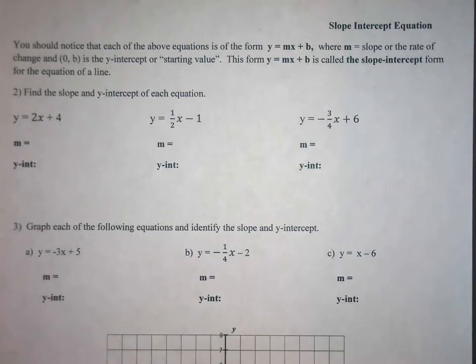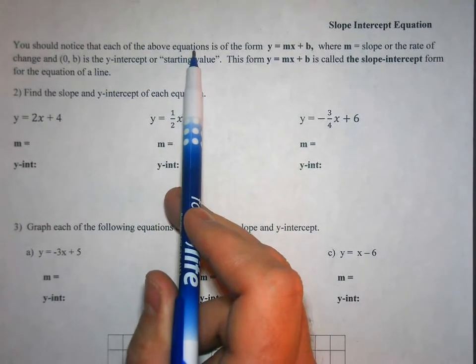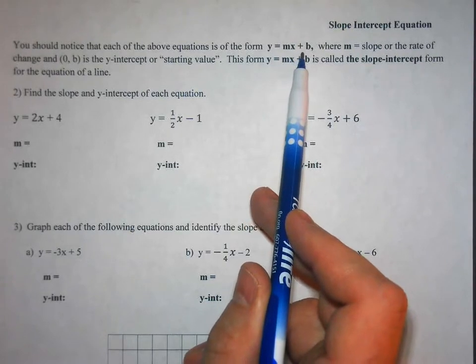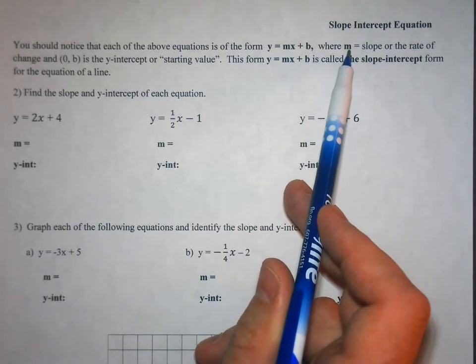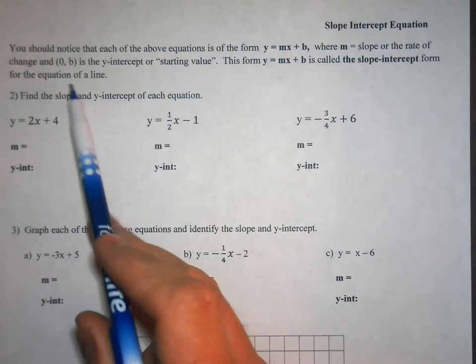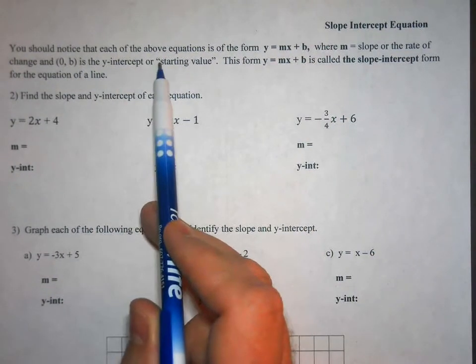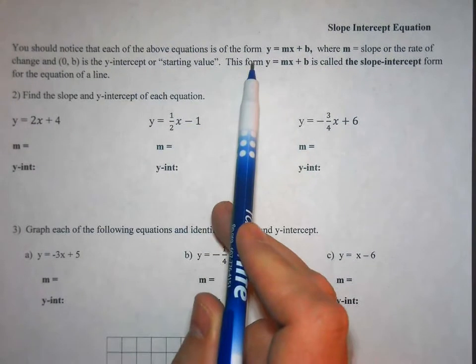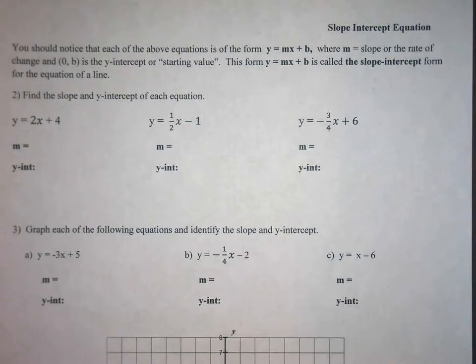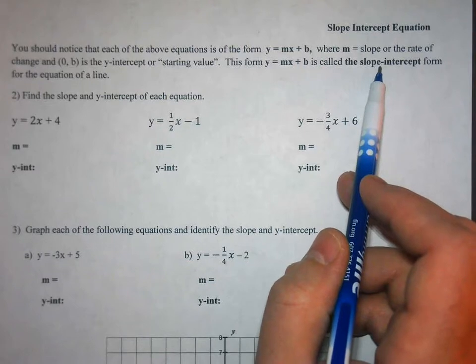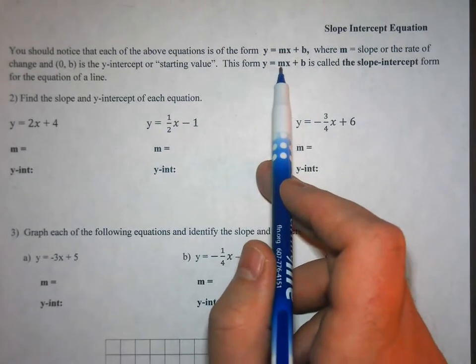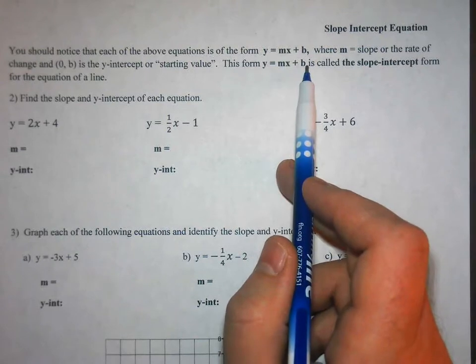So on the second page, we have what we call slope-intercept form for a line. We should notice that each of those equations on that first page is of the form y equals mx plus b. m is the slope or the rate of change, and b is the y-intercept or the starting value. This form, y equals mx plus b, is called the slope-intercept form for the equation of a line. They're not getting tricky with you in calling it that, because m is the slope and b is the y-intercept. That's why it's called the slope-intercept form.